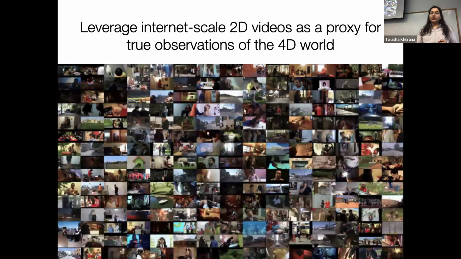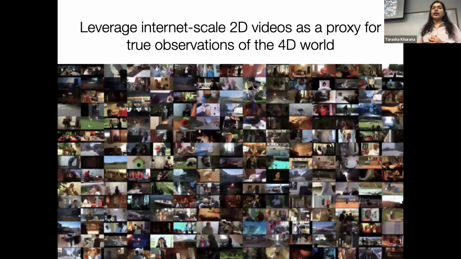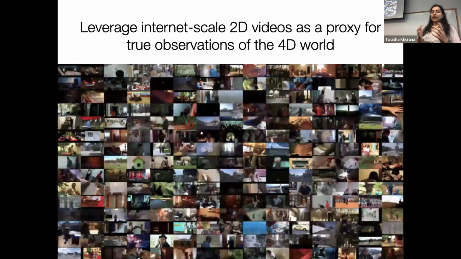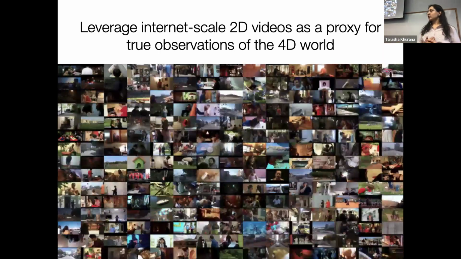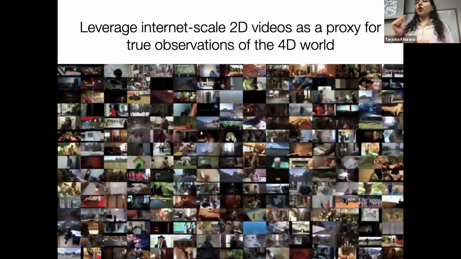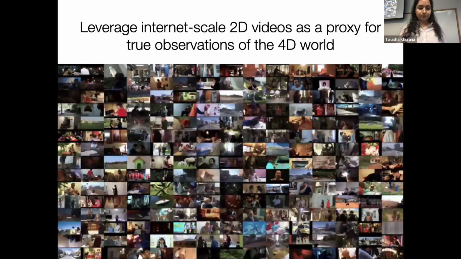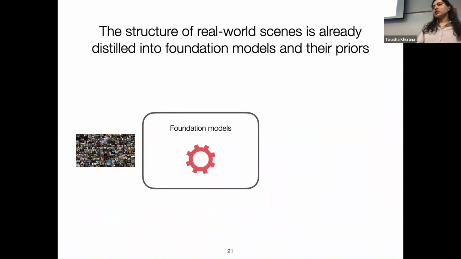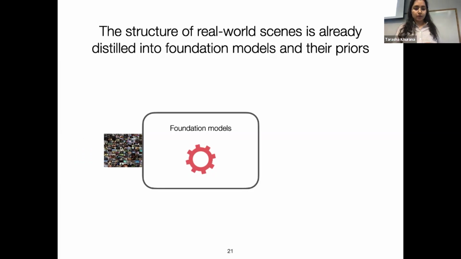So what I want to argue today is that instead of relying on gold standard 4D data, we should leverage the internet collection of 2D videos because they serve as a really good proxy for observations of this 4D world. Now, instead of thinking about billions of these videos as raw and unprocessed data, it's useful to realize that all of these priors or all this information has already been distilled into foundation models.